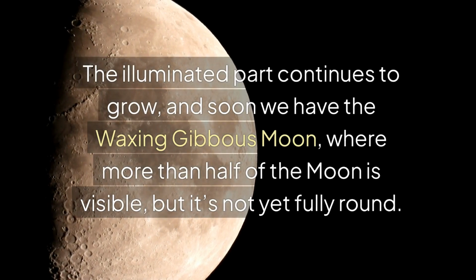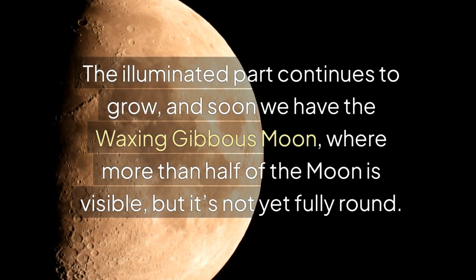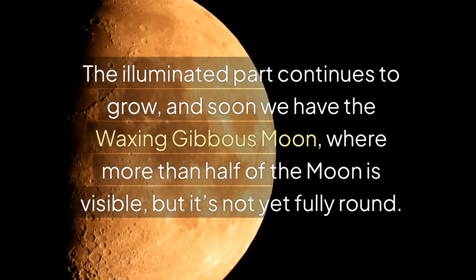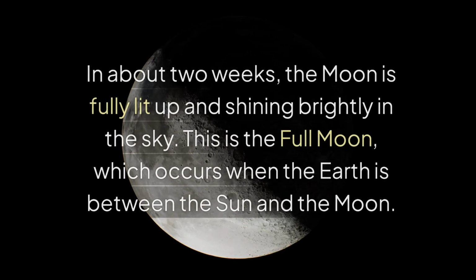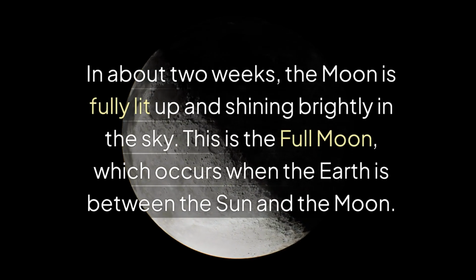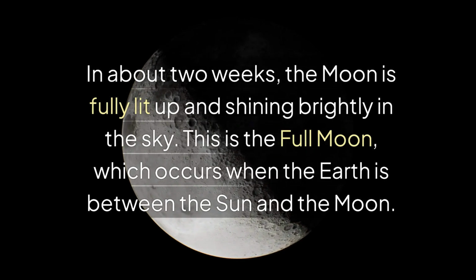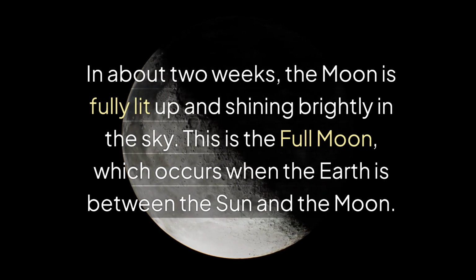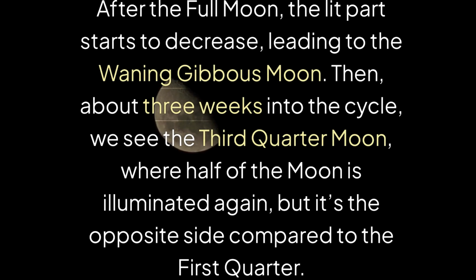The illuminated part continues to grow, and soon we have the waxing gibbous moon, where more than half of the moon is visible, but it's not yet fully round. In about 2 weeks, the moon is fully lit up and shining brightly in the sky. This is the full moon, which occurs when the Earth is between the sun and the moon. After the full moon, the lit part starts to decrease, leading to the waning gibbous moon. Then, about 3 weeks into the cycle, we see the third quarter moon, where half of the moon is illuminated again, but it's the opposite side compared to the first quarter.